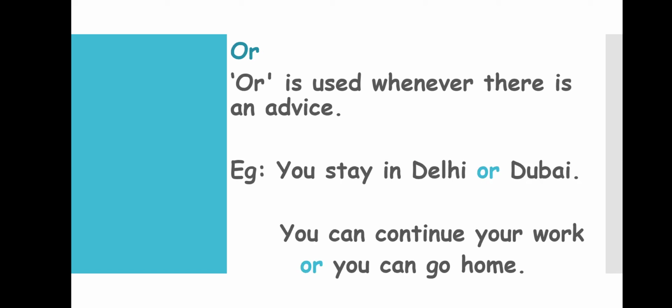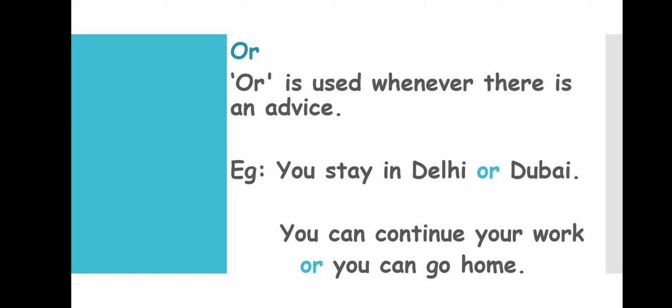Now let's go to the next one, or. Or is used whenever there is an advice. When you want to give somebody an advice or when you got some advice, it's better to use the conjunction or. Look at the example.